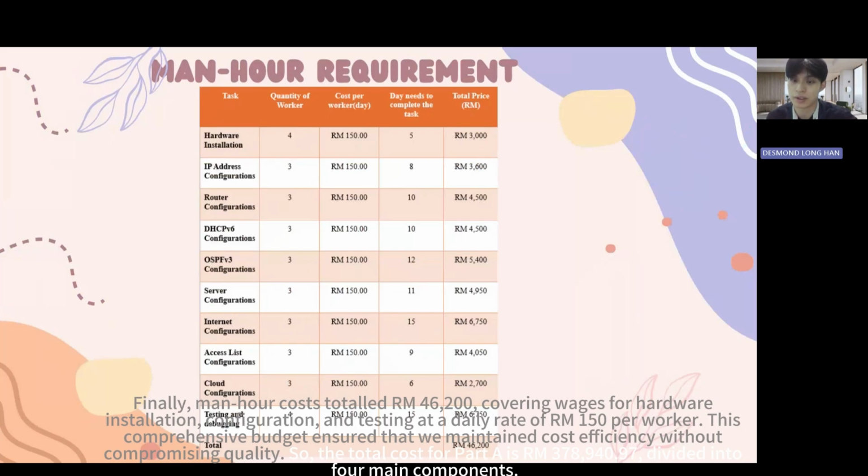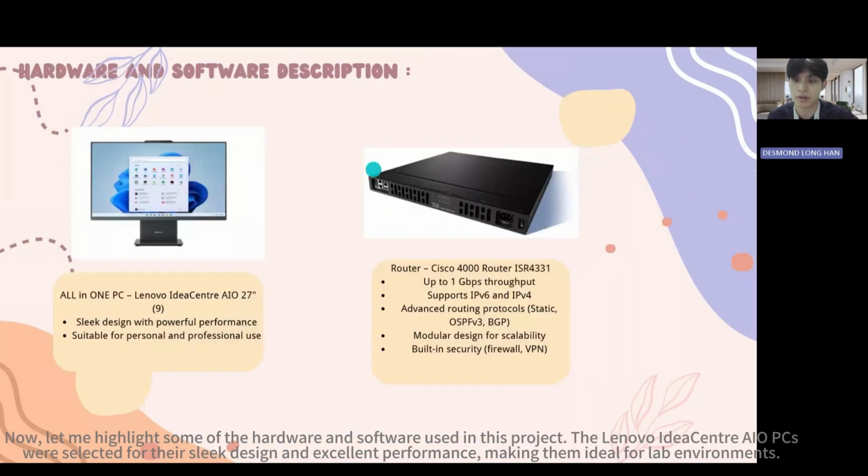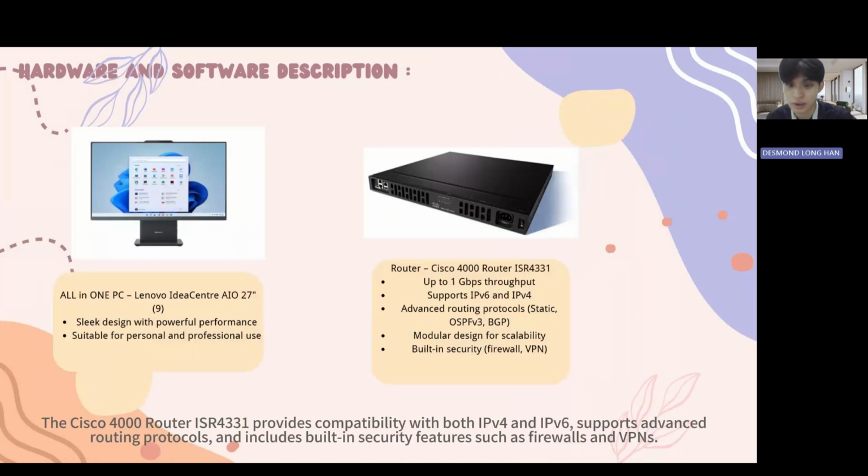So the total cost for Part A is 378,940 ringgit and 97 cents, divided into 4 main components. Now let me highlight some of the hardware and software used in this project. The Lenovo IdeaCentre AIO PCs were selected for their sleek design and excellent performance, making them ideal for lab environments. The Cisco 4000 router ISR4331 provides compatibility with both IPv4 and IPv6, supports advanced routing protocols, and includes built-in security features such as firewalls and VPNs.